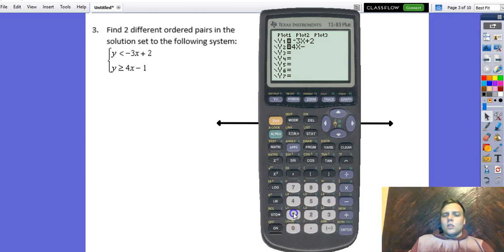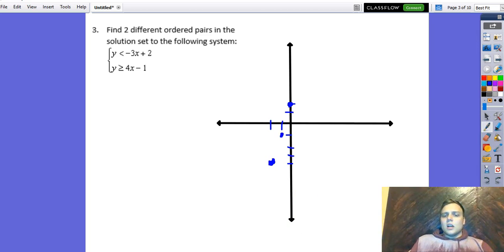Okay, so the first line we're going to see graphed is the negative 3x plus 2. The second line we're going to see graphed is the 4x minus 1. So here's the negative 3x plus 2. Here's the 4x minus 1. Okay, so the next thing is, come back.